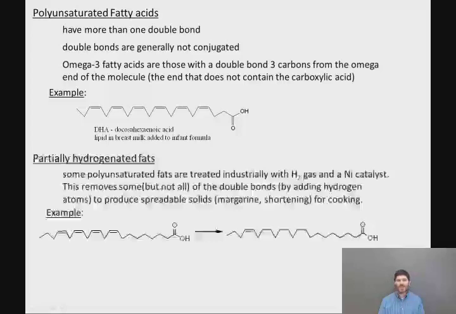So then the next thing that we need to talk about are partially hydrogenated fats. And again, if you have read labels of ingredients, you can see things like partially hydrogenated this, that, or the other type of oil. So partially hydrogenated soybean oil is one that comes to mind. So what happens is some polyunsaturated fats are treated industrially with hydrogen gas and a nickel catalyst. And this removes some, but not all of the double bonds, thus the partially hydrogenated fats.